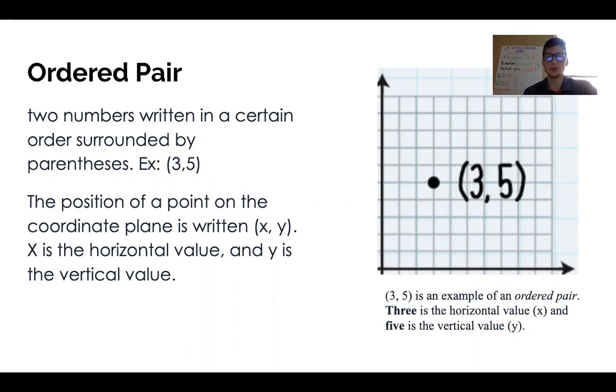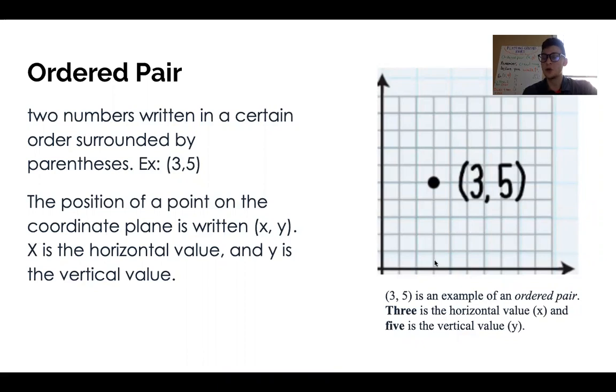is two numbers written in a certain order surrounded by parentheses. And the example here, we have (3, 5). The position of a point on the coordinate plane is written (x, y). X is the horizontal value and y is the vertical value. So 3 is my x value.